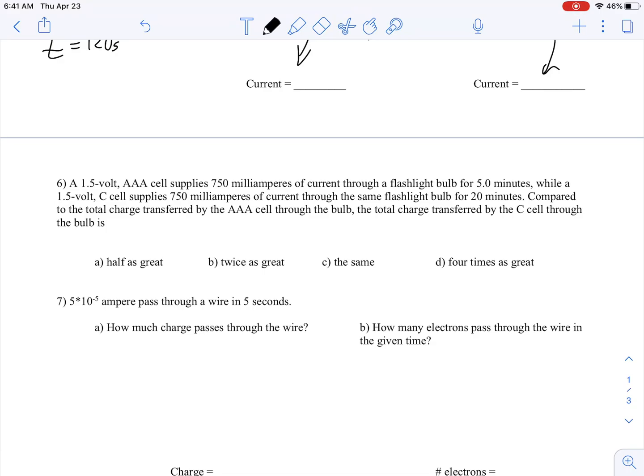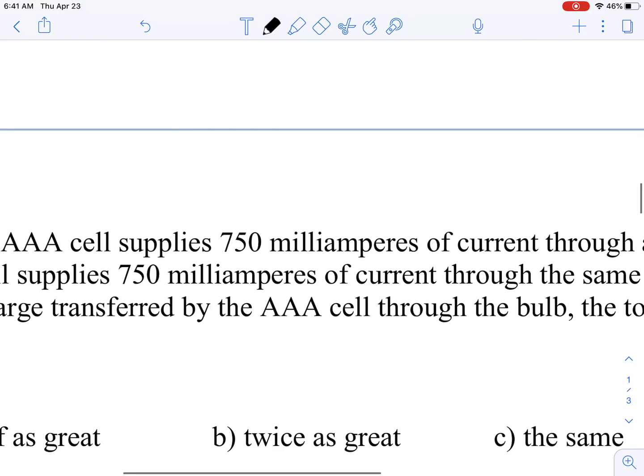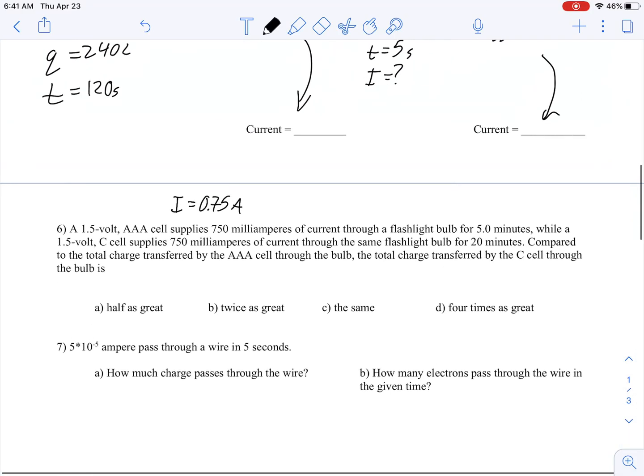Well, think about it this way. They both have the same amount of current. Okay, but the C is doing it longer. So is the C going to have more charge flowing through it? I think so. Let's just go through the math. So 750 milliamps for both of these. In both cases, I is equal to 0.75 amps, all right?